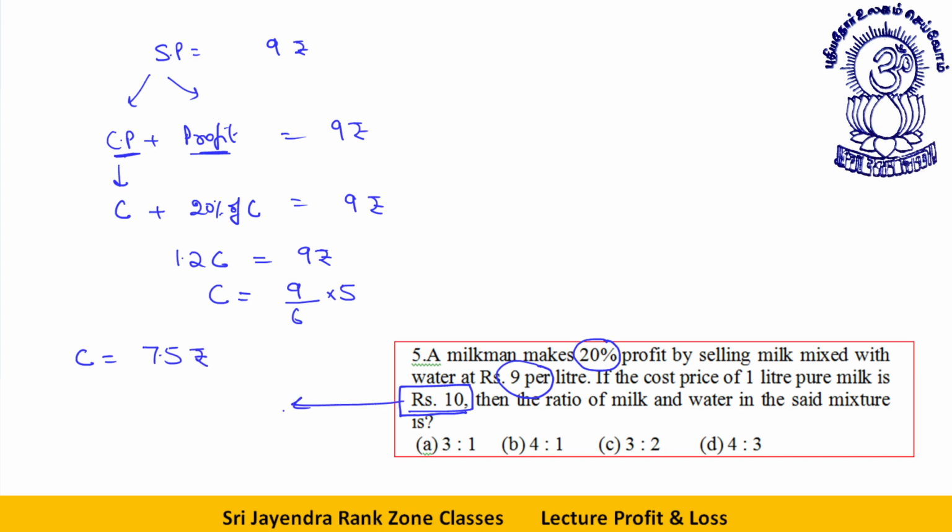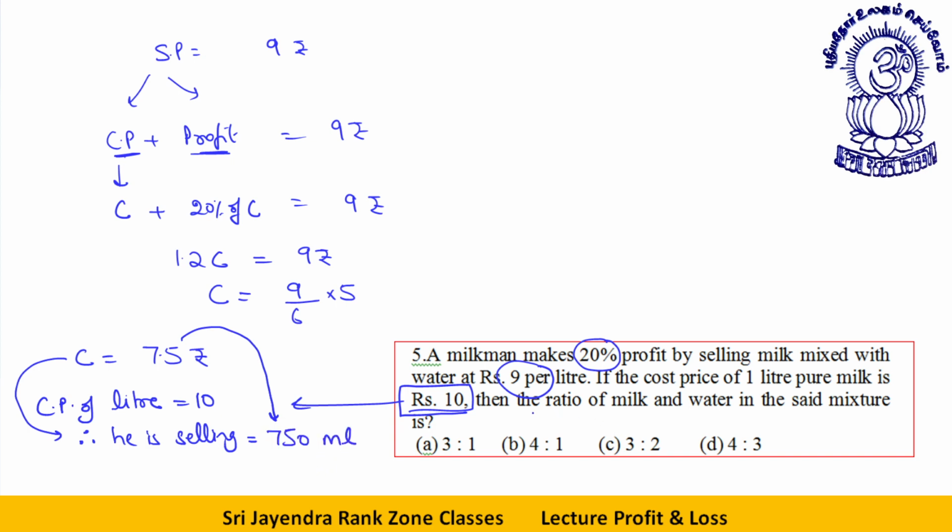Now, this is the actual CP. This is the CP of 1 liter, which is equal to how much? 10. So, therefore, what I can say, therefore, he is selling in 7.5 rupees. How much will he be selling? He will be selling 750 ml.